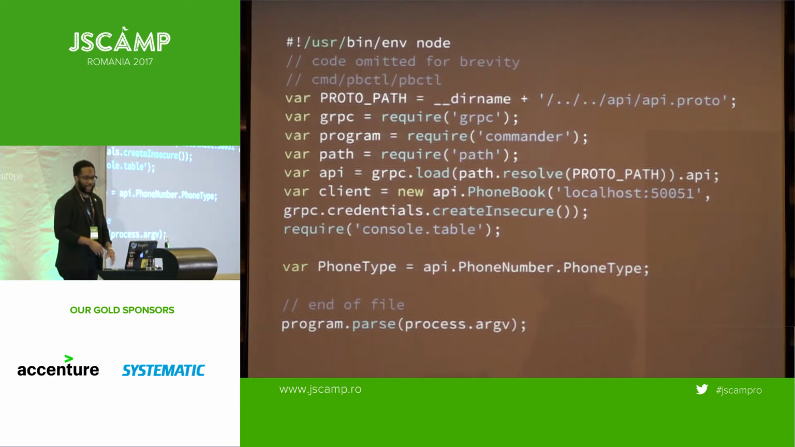What we're doing here is loading up the gRPC package, then loading our protobuf file and getting the API service from it. Then we create a new client, as you can see, with a new API.PhoneBook that connects to the address of our gRPC server, and we're good to go. Also, at the bottom, we have a little phone type. That's just a simplification of our enum from earlier.